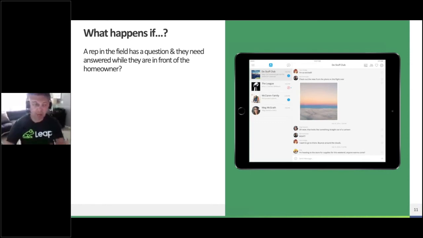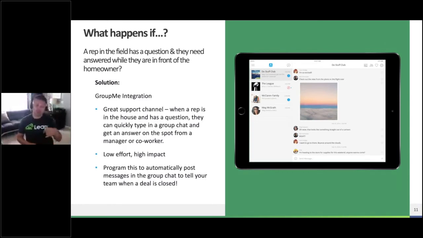So what we recommend is you create a support channel, especially if you're using Leap, where reps can post questions. Hey, how do I do this? Or how do I do that? Your reps could post messages into a group chat, and then other reps can chime in. So you would get a group effort of people helping out, where your sales manager might not be immediately available for a phone call or a text message. This would allow your sales reps to collaborate together.